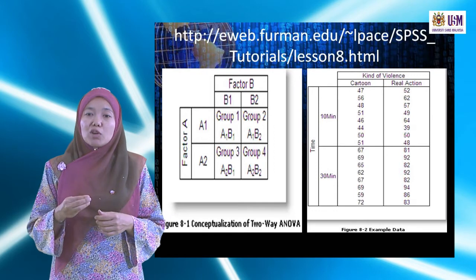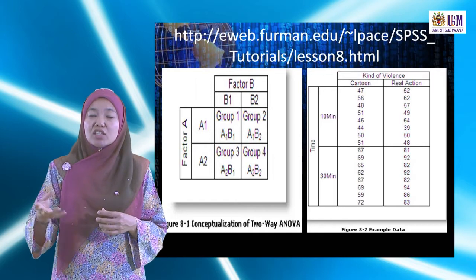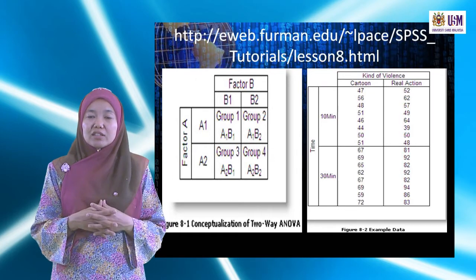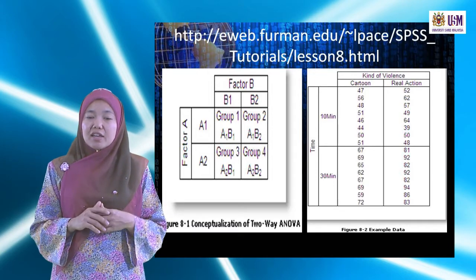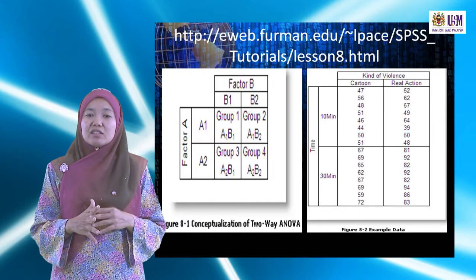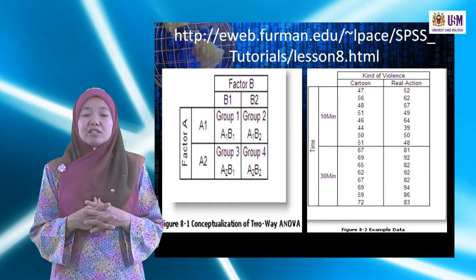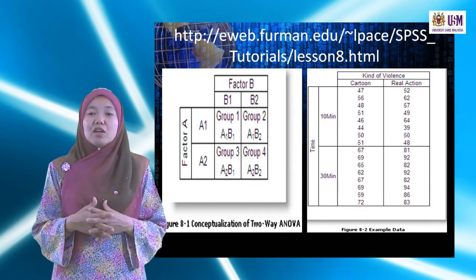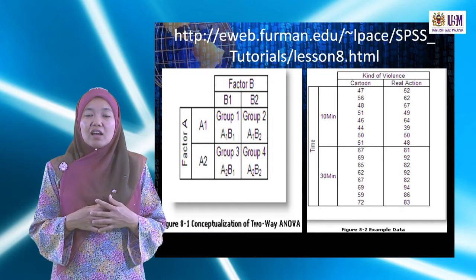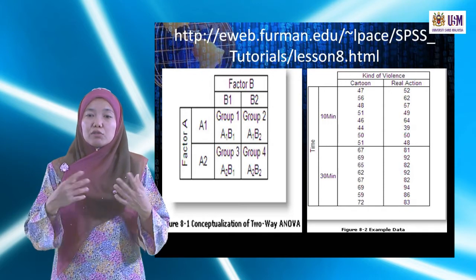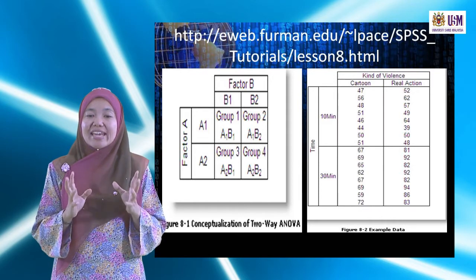Okay, so in terms of watching violence, whether it comes from cartoons or from real action, we now have a lot of these real stories or movies. So that is one factor. And the second factor can be in terms of time, whether it's a 10-minute exposure, maybe from a short advertisement, or a 30-minute exposure, in terms of a movie or a drama, where you have an extended viewing. So basically you have two different variables and then you have the data. So that is the two-way ANOVA.